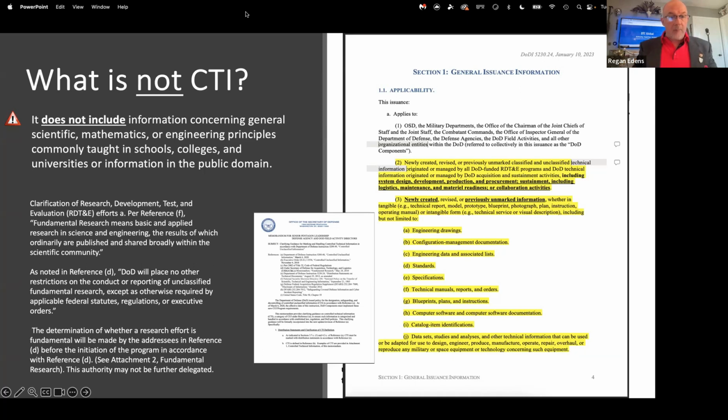Okay, if it doesn't fall into that exception and that clarification, then it is controlled technical information related to DoD instruction 5230.24. So this memorandum, not widely known, provides clarification from both the DoDI 5248 and within the DoD instruction 5230.24.